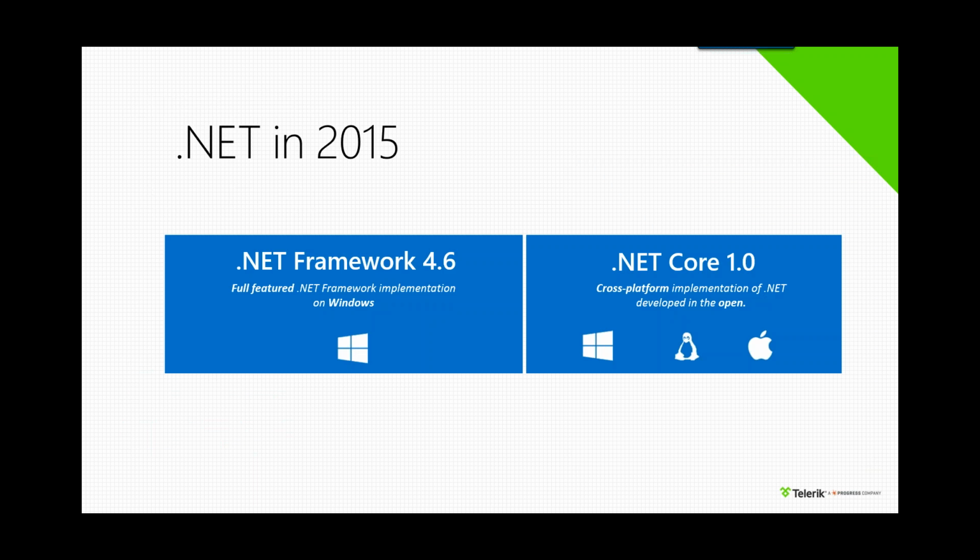So .NET in 2015, that's what I wanted to bring up. Currently, if you're not following the Microsoft world closely, this will be a surprise, or a shocker, to you. We have two frameworks. Unfortunately or fortunately, yes. At this moment, .NET in 2015 has two frameworks. One is .NET Framework 4.6, and the newest one, the rewritten framework, called .NET Core 1.0. So what is .NET Framework 4.6? Well, it's a full-featured .NET Framework implementation on Windows. I like to call this the full stack.